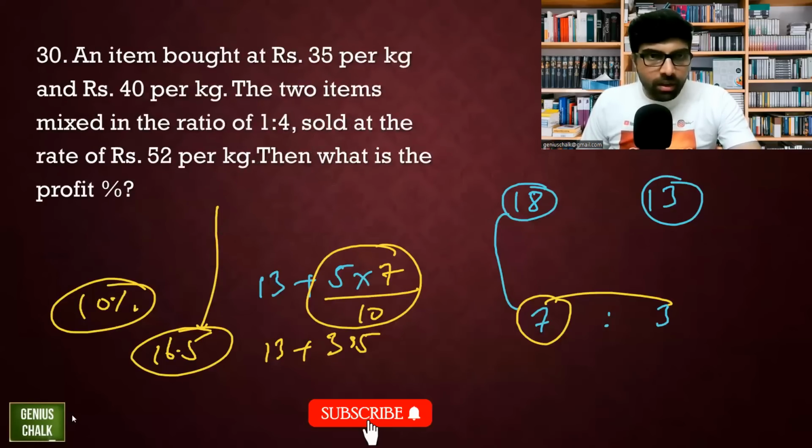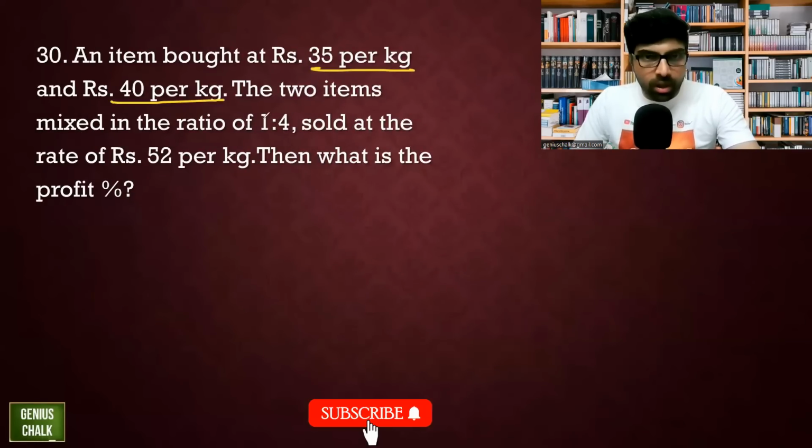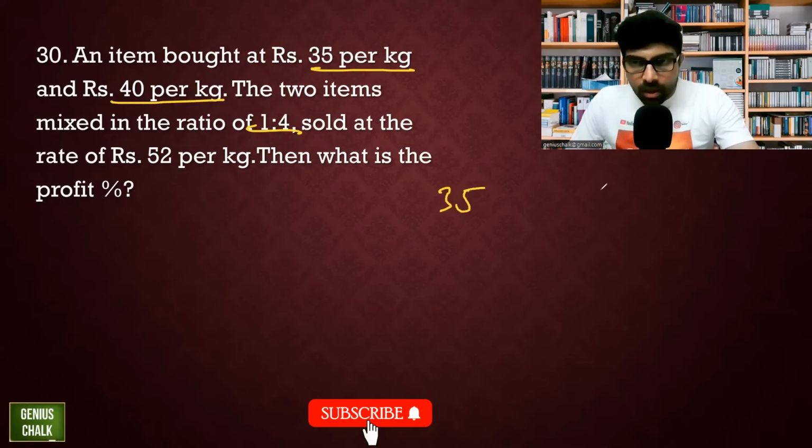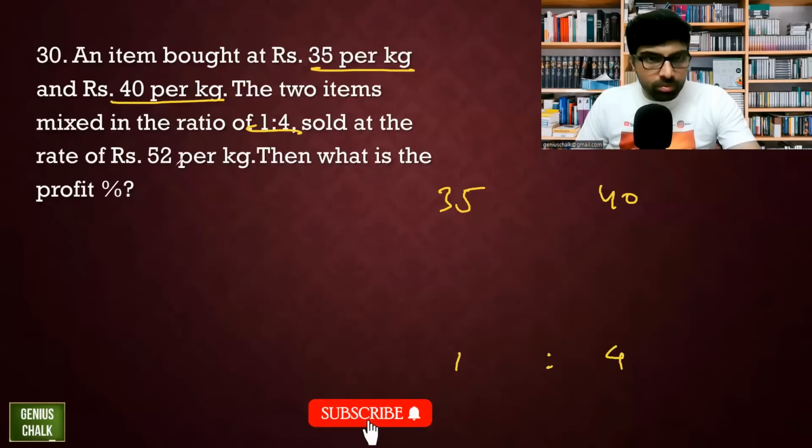Right? Next one, an item bought at 35 per kg and 40 per kg, mixed in the ratio 1:4, and sold at 52 per kg. What is the profit percent? Same, 35 rupee per kg and 40 rupee per kg. Ratio is 1:4. So first method we are using. So write this here somewhere down. Next is 52 per kg. Fine. This is selling price of mixture. So we can't apply it directly.